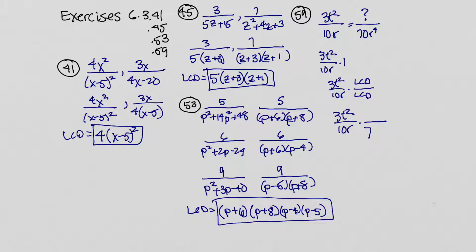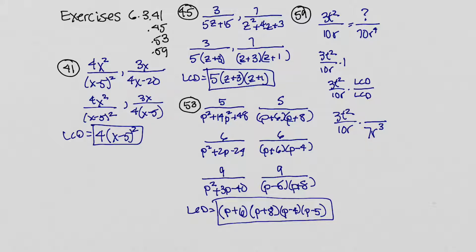And now we've got 1r here, and we want 4. So we need 3 more. So we're going to put r cubed here. And do you see that? It's going to be 10 times 7 is 70. R times R to the third is R to the fourth.